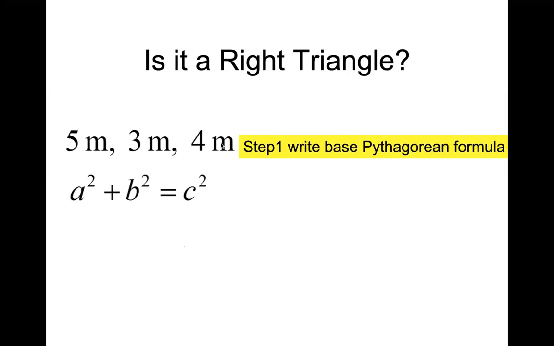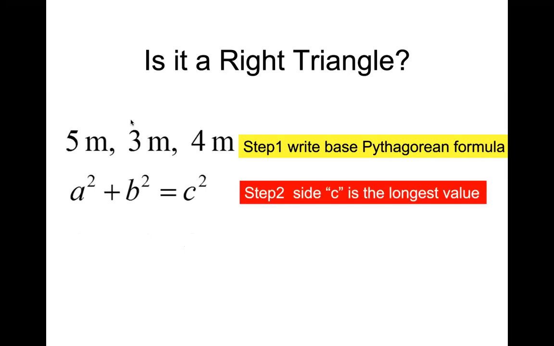Step number 2, you find the longest side. Here, 3, 4, 5. What's the longest side? 5. 5 is the longest side, and 5 will become your C value. Your other 2 values are going to be your A and your B. So we write the Pythagorean theorem, look at the 3 numbers and say, hey, 5 is the biggest number, so 5 becomes your C value. Your other values are your A and your B. So next step, plug in the numbers.